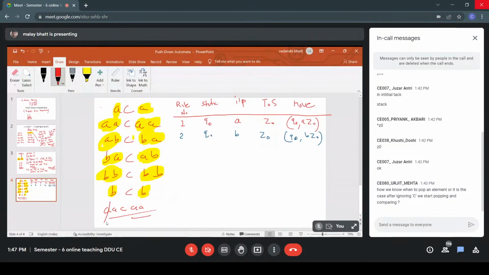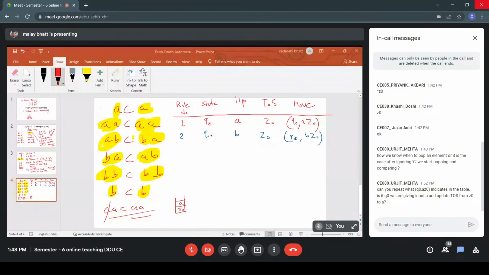If this is the string AACAA, what will happen? For the first A, we'll apply rule number 1 and push A on the stack. Now you can see we cannot apply rule number 1 because our new top of the stack is A. After pushing the first A on the stack, our new top of the stack is A, so you cannot apply rule number 1. Rule number 1 is only applicable when the top of the stack is Z0. So we need a separate rule, because still it is a push operation. Q0 is indicating a push operation here.